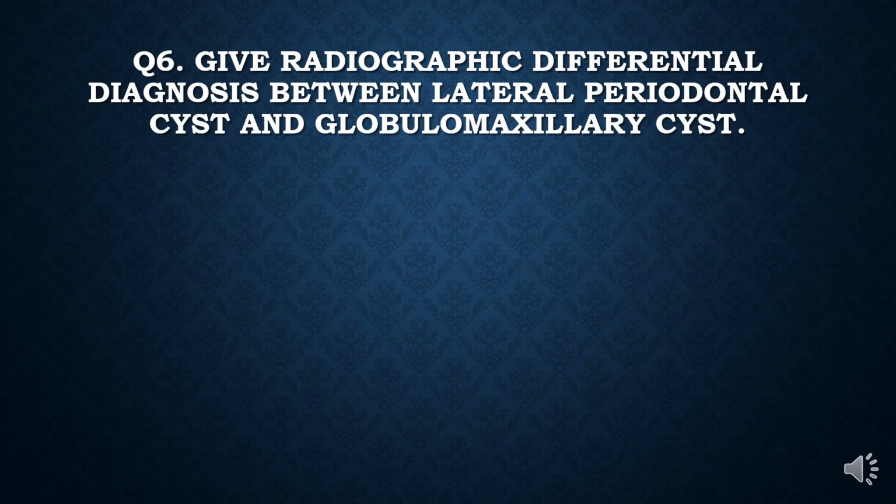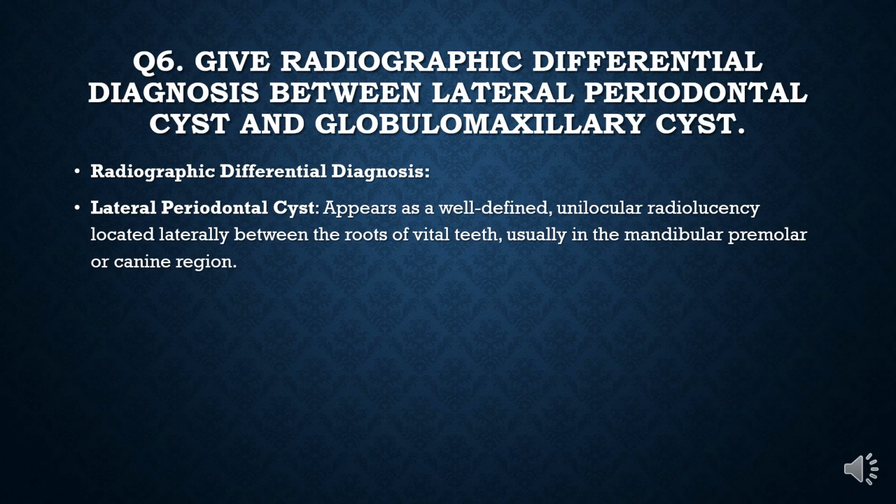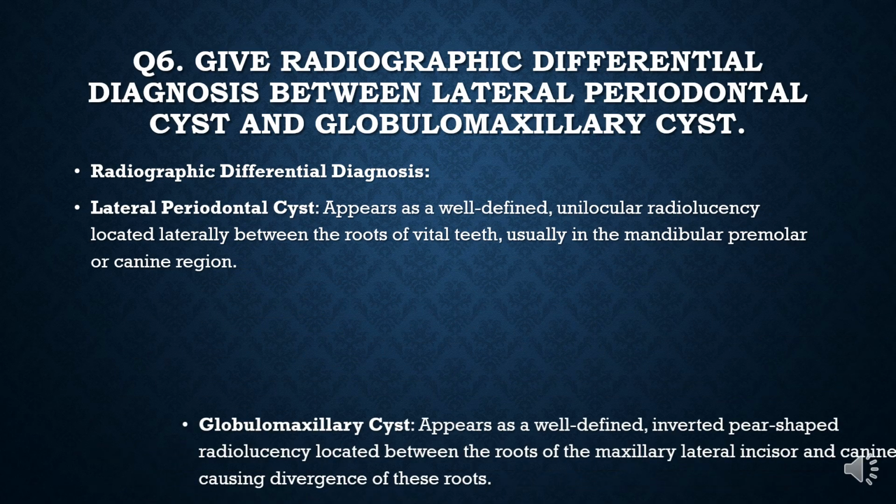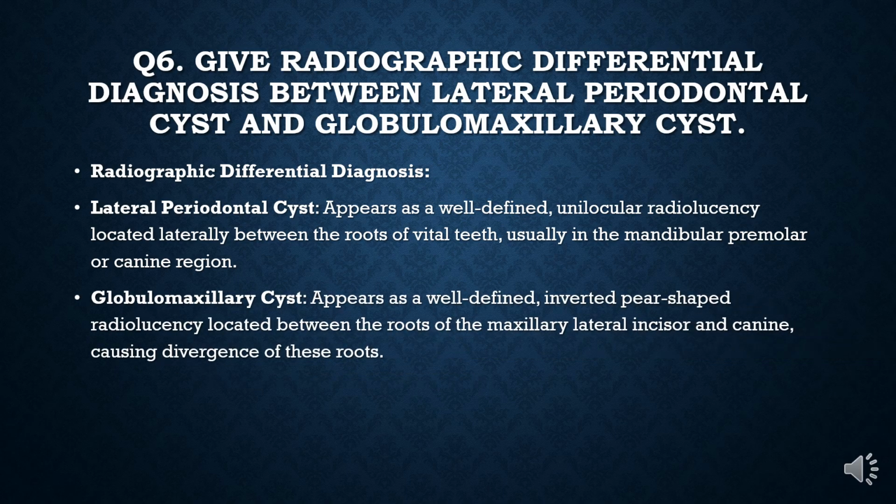Question 6. Give radiographic differential diagnosis between lateral periodontal cyst and globulomaxillary cyst. Lateral periodontal cyst appears as a well-defined unilocular radiolucency located laterally between the roots of vital teeth, usually in the mandibular premolar or canine region. And globulomaxillary cyst appears as a well-defined inverted pear-shaped radiolucency located between the roots of the maxillary lateral incisor and canine, causing divergence of these roots.